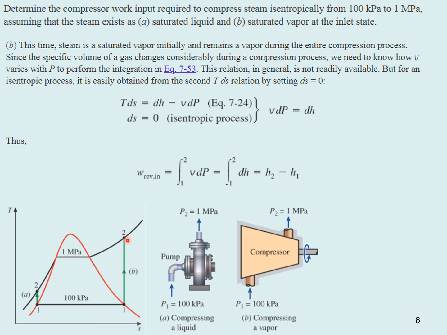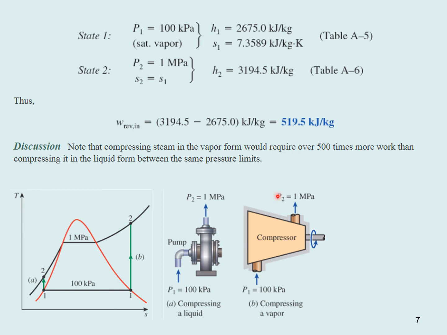It's an isentropic process. So if we go back to this equation and we set ds equal to 0 here, well, obviously the left-hand side is 0, so we just get v dP is equal to dh. So we can substitute that in the integral. So this essentially just becomes the change in enthalpy from state 2 to state 1. So we can look those values up. At state 1, we can look up in Table A-5, we can determine the entropy s and the enthalpy h. And from state 2, remember the entropy is constant, but we can read off the new enthalpy. Then we can calculate the work necessary to go from 1 to 2.